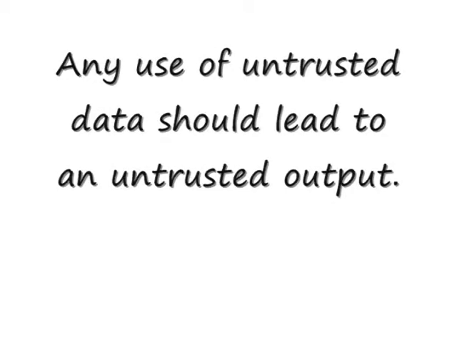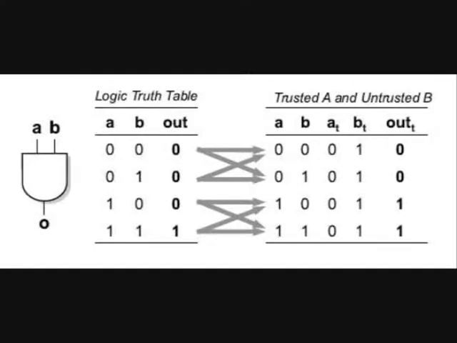To top all that, this technique goes one step further, as it changes the notion of how trust values are propagated. Traditionally, information flow techniques have suggested that any use of untrusted data should lead to an untrusted output. Right? Probably not. This is because if you go down to the gate level and examine closely, it turns out that this approach is overly conservative.